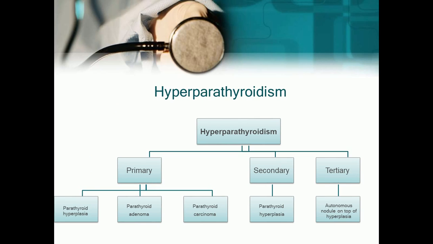And hyperparathyroidism may be primary, secondary, or tertiary, so it can be divided into three categories. And primary hyperparathyroidism, you can see, is further divided into three. In primary, one is parathyroid hyperplasia, the second is parathyroid adenoma, and the third is parathyroid carcinoma. While in case of secondary and tertiary, the secondary one is parathyroid hyperplasia, and the tertiary one is autonomous nodules on top of hyperplasia.